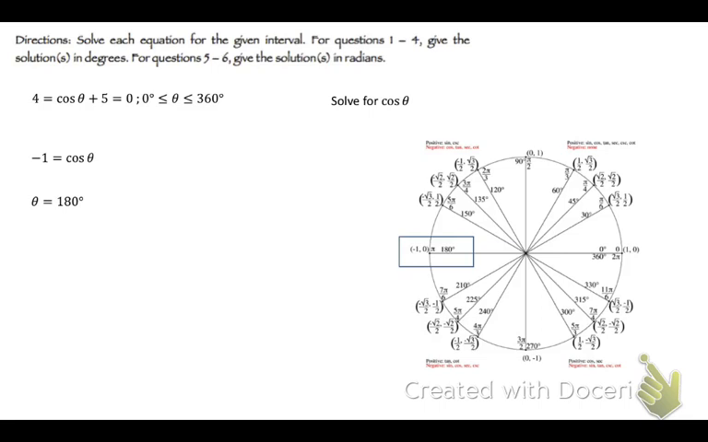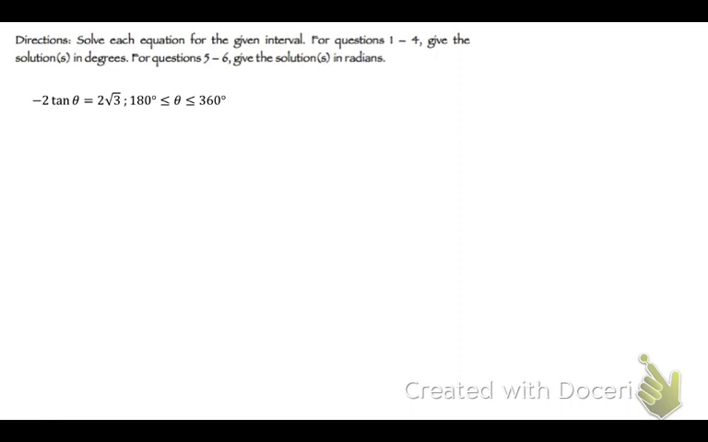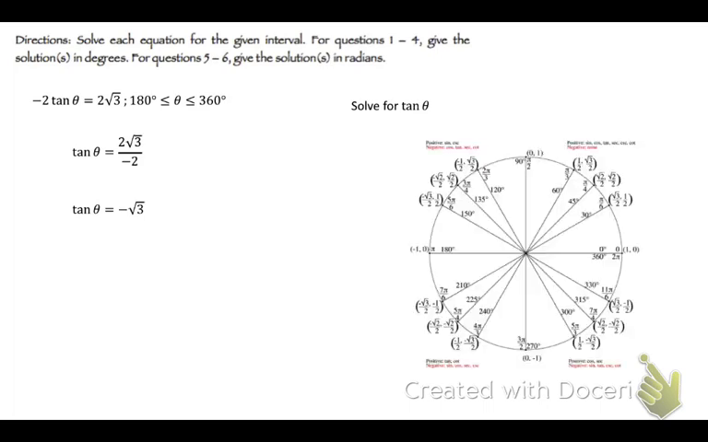Okay? Let's do another one. So you have negative 2 tangent of theta equals 2 square root of 3. And this time it's from 180 to 360, so we're just using the bottom half of the circle now. First we're going to solve for tangent of theta. I'm going to divide by negative 2, so I get tangent of theta equals negative square root of 3. I'm going to look at my unit circle, and tangent is y over x. So I need to see, where does this equal negative square root of 3 if I divide the y by the x value?